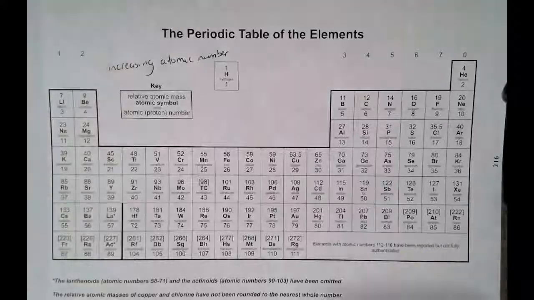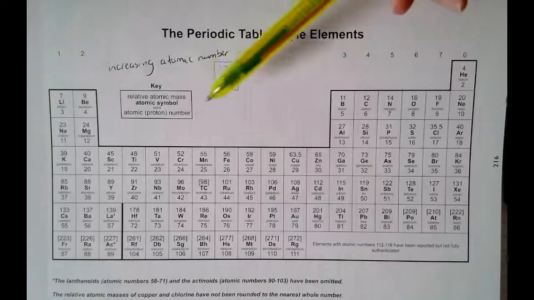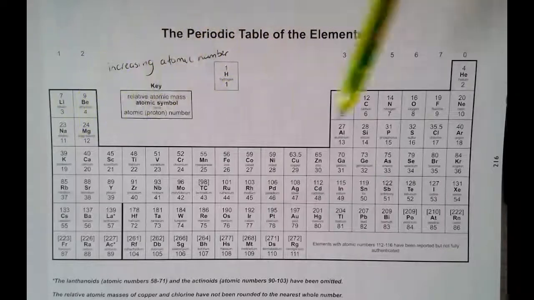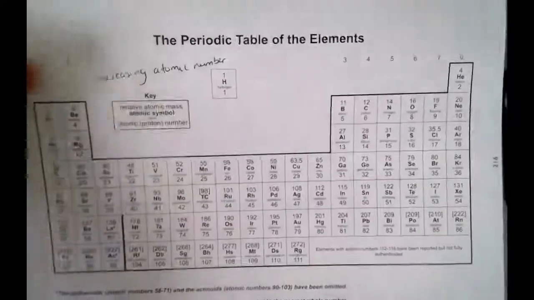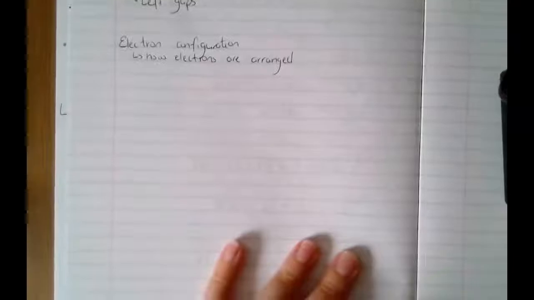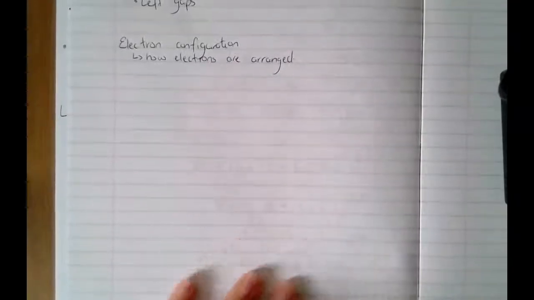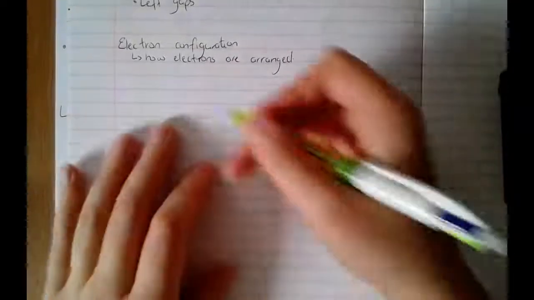As well as being arranged according to increasing atomic number, again, in the modern periodic table, elements are placed in groups according to their chemical properties. And their chemical properties are directly related to their electron configuration. So electron configuration just relates to how electrons are arranged.